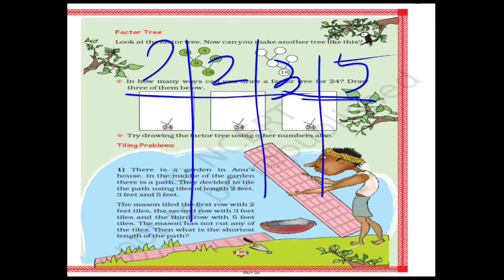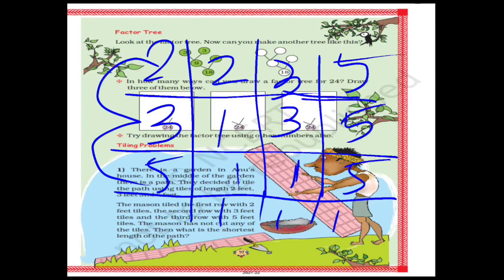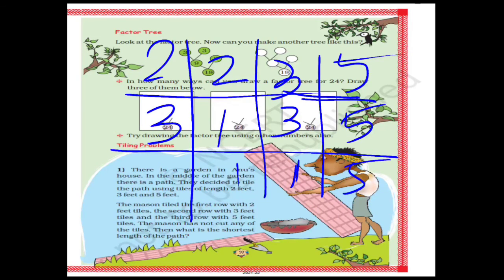See, we know 2 ones is 2, right? And here 3 does not come in the table of 2, so we will write 3 as it is. Similarly for 5. Now we know 3 ones is 3, right? So here we will write 1, and 5 does not come in the table of 3, so we will write 5 as it is. Then for 5, 5 ones are 5. So let's multiply all these 3 numbers. 2 3s are 6 and 6 5s are 30. So the answer is 30. So the shortest length of the path is 30 meters.